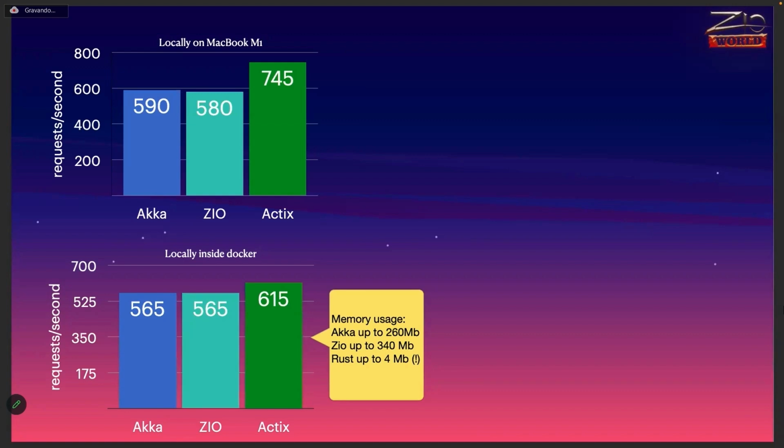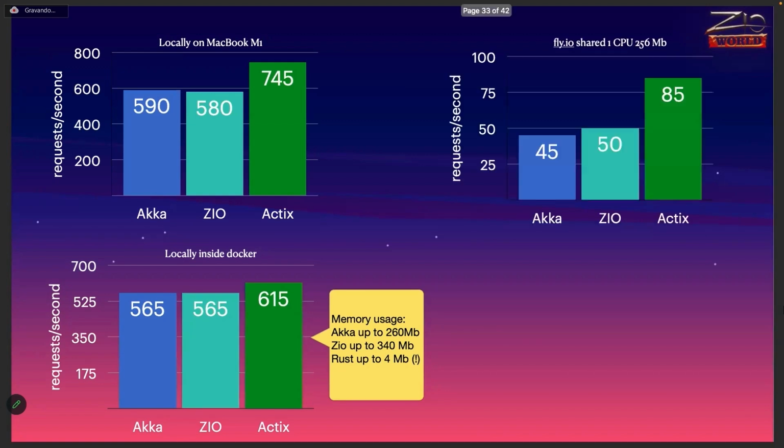Then, moving on to the cloud, these are the results for Fly.io. Like I said, I first ran it on these shared machines with very little memory and just one CPU. You see that ZIO is just a little bit better than Akka in this case, and Rust outperforms Scala by almost double. I think this again has to do with the fact that it can handle very well the fact that it has limited resources.